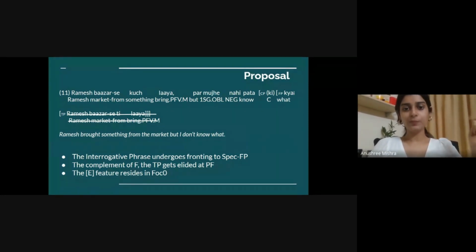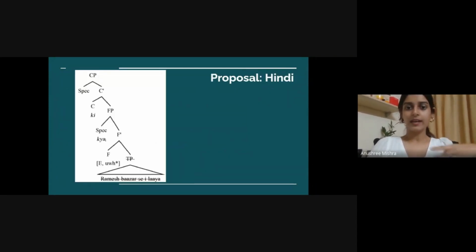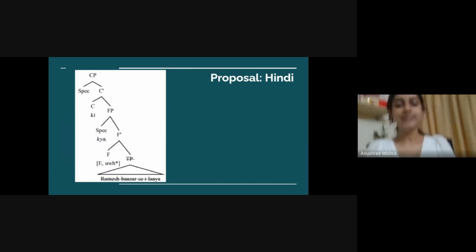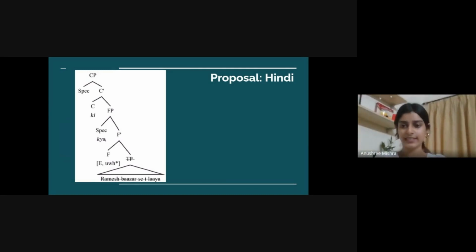Example 11 has been put on screen to show us the derivation of the sluice in Hindi Urdu. Here is the derivation tree of the same. So, since sluiced phrases are assumed to be invariably focus marked, the first step would require the interrogative phrase to undergo focus fronting to the spec of the focus phrase. Following this movement, the complement of F, that is the TP, will be elided at PF. This derivation you can see on the screen.